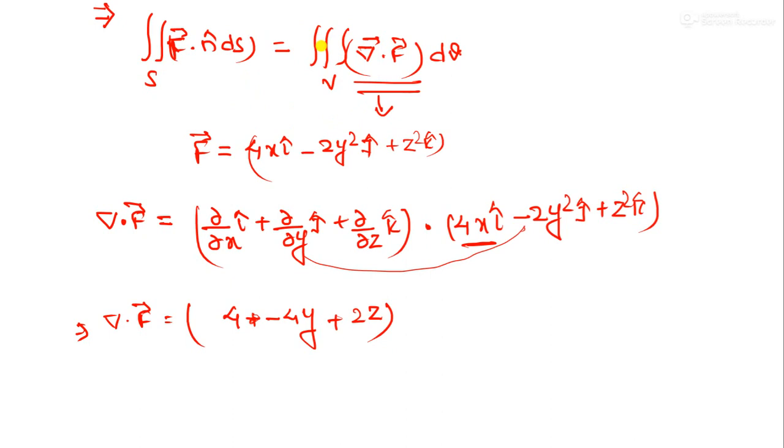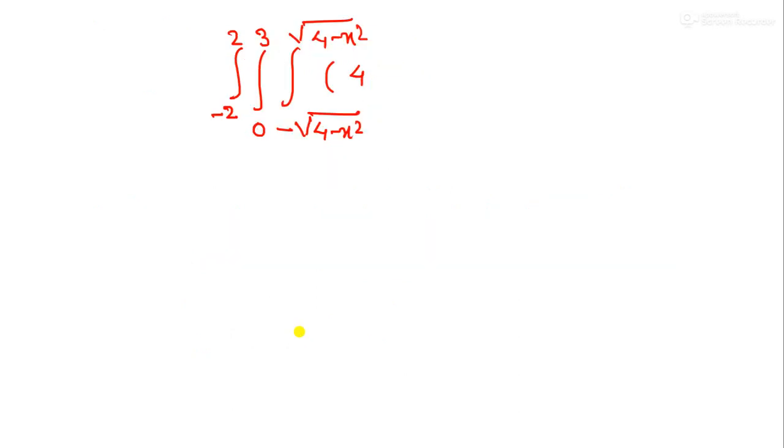So what are the limits? The y limits are minus root under 4 minus x square to root under 4 minus x square. What is the z limit? You know that the z limit is from 0 to 3, and the x limit is minus 2 to 2, as I have already calculated. What is grad dot f? We have already calculated: grad dot f is 4 minus 4y plus 2z, dz dy and dx. For a volume integral, you should write it like this.